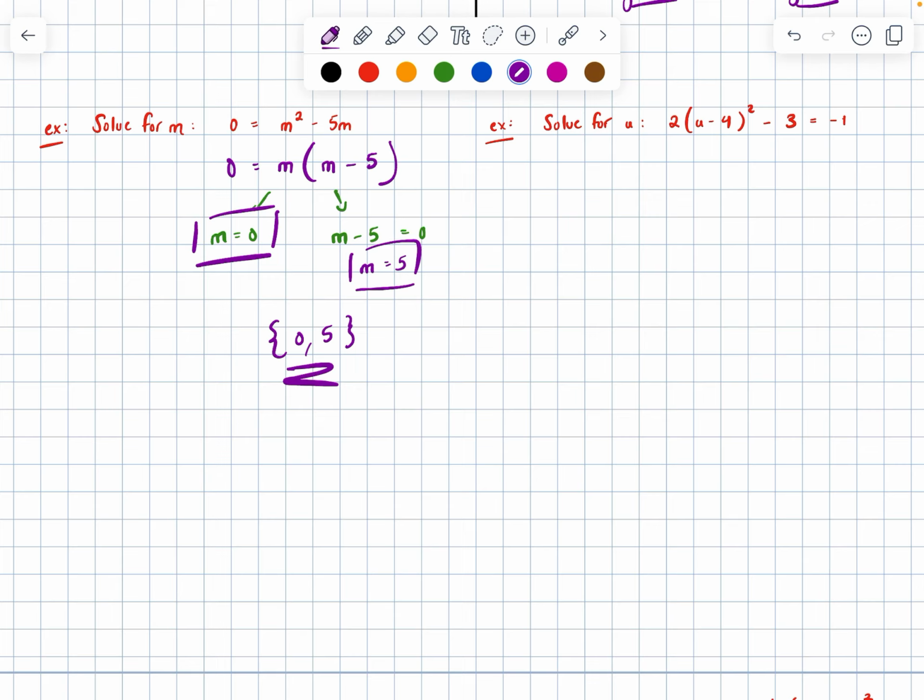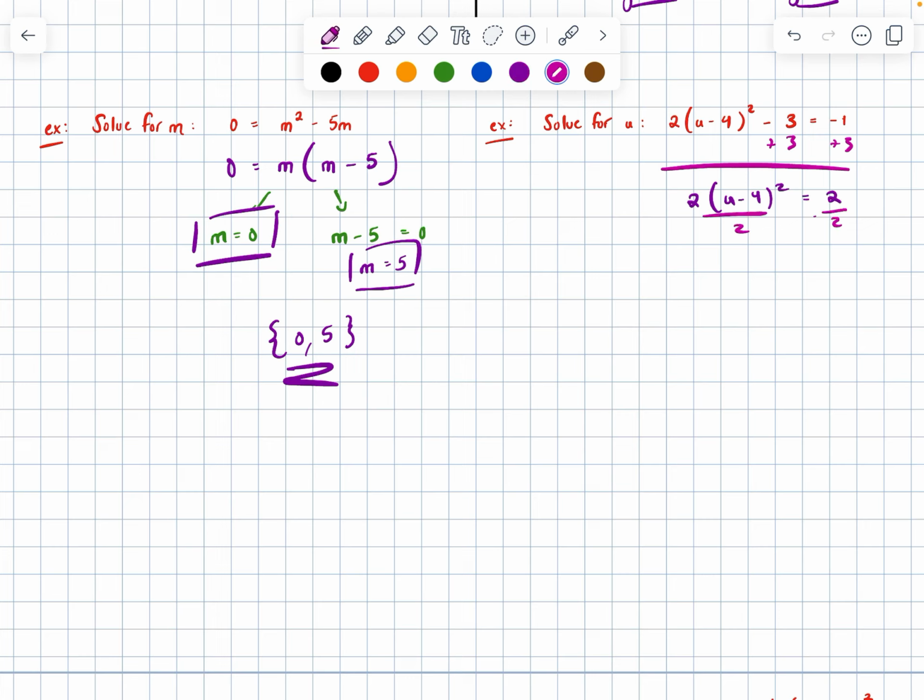2 times the quantity u minus 4 squared minus 3 equals negative 1. Well, here I could expand out that u minus 4 squared, but it's going to be way easier for me if I do some inverse operations. Reverse order of operations, let's start with addition subtraction. I'm going to add 3 to both sides. That leaves me with 2 times the quantity u minus 4 squared is equal to 2.